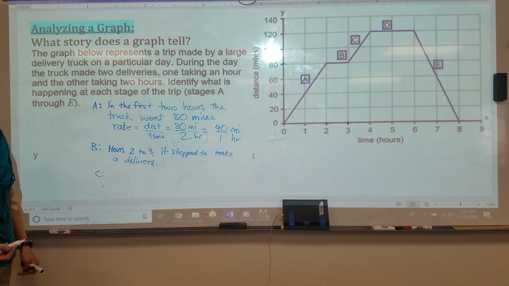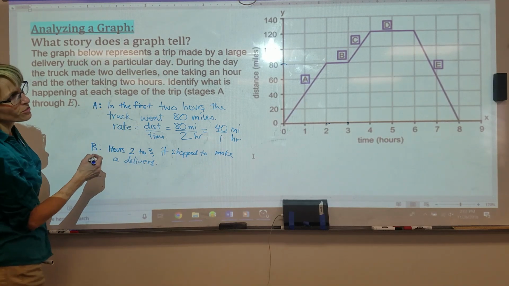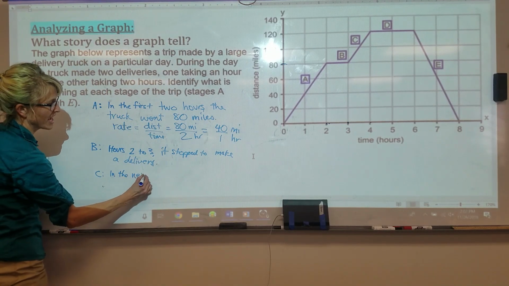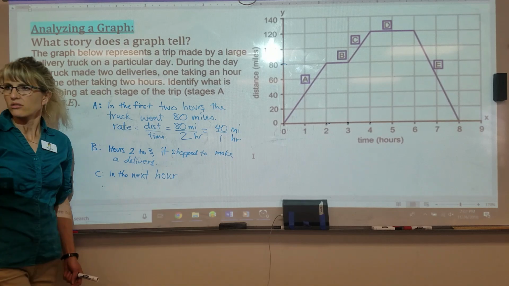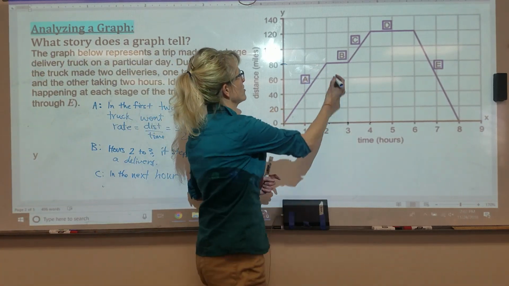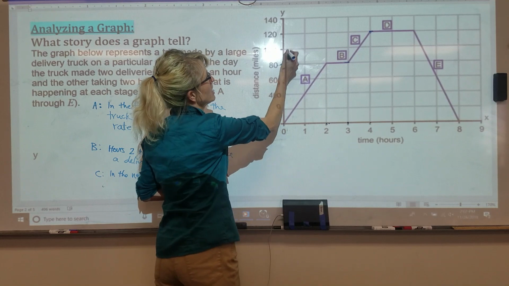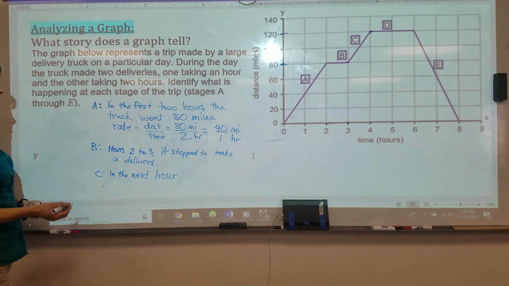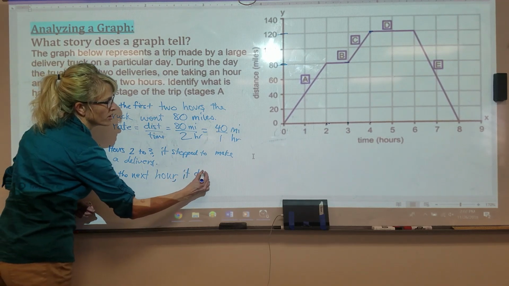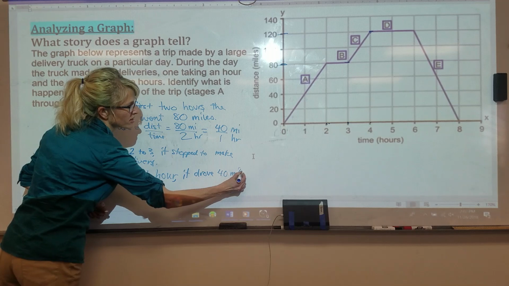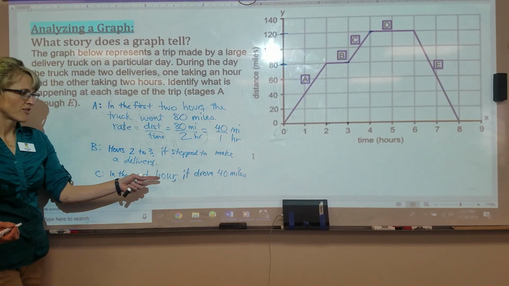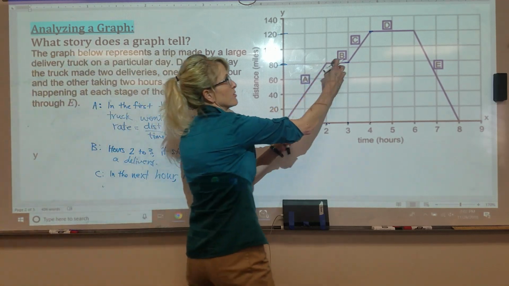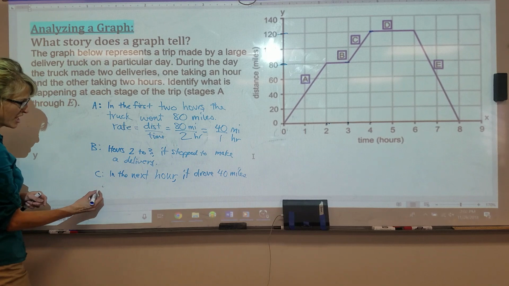Okay, interval C. Looks like it took off again, so hours 3 to 4. In the next hour, something descriptive. What did it do in this 1 hour of time? It looks like from here to here, it went from 80 to 120 miles. How many miles is that? Liesl? 40 miles. Okay, good. It drove 40 miles. Again, distance divided by time, it's 40 miles per 1 hour. It's going the same rate as from here to here, so they're parallel. They have the same steepness.